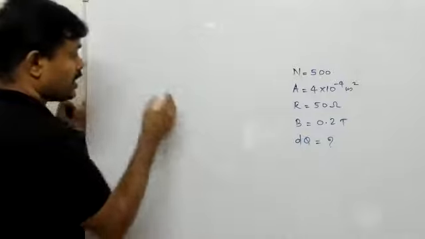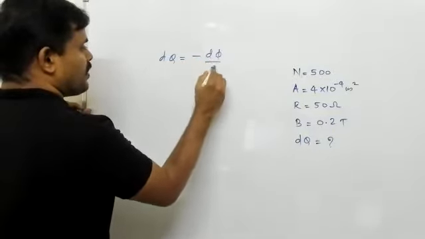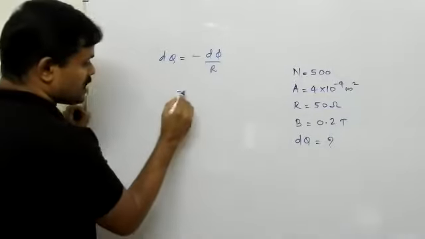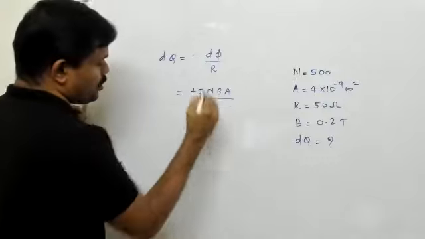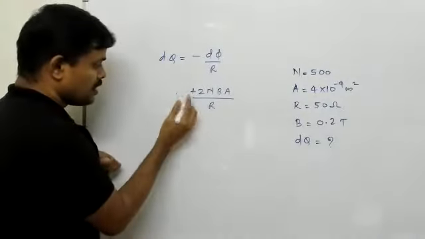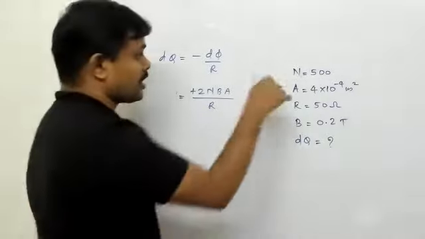So I'm looking at this question first. dq is equal to what? Minus d phi divided by R. I would say that it is plus 2NBA divided by R. Do you want me to show this? I can prove this if you want. Minus d phi by R, I'm doing it on the right side anyway.